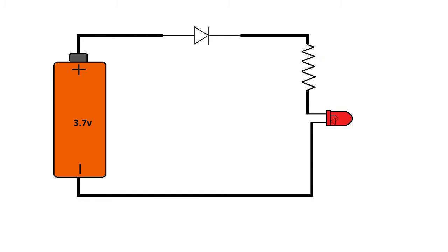Now take an example. In this circuit, the diode is connected in the right direction, so current can flow in this circuit. But in this circuit, the diode is connected in reverse, so current cannot flow.